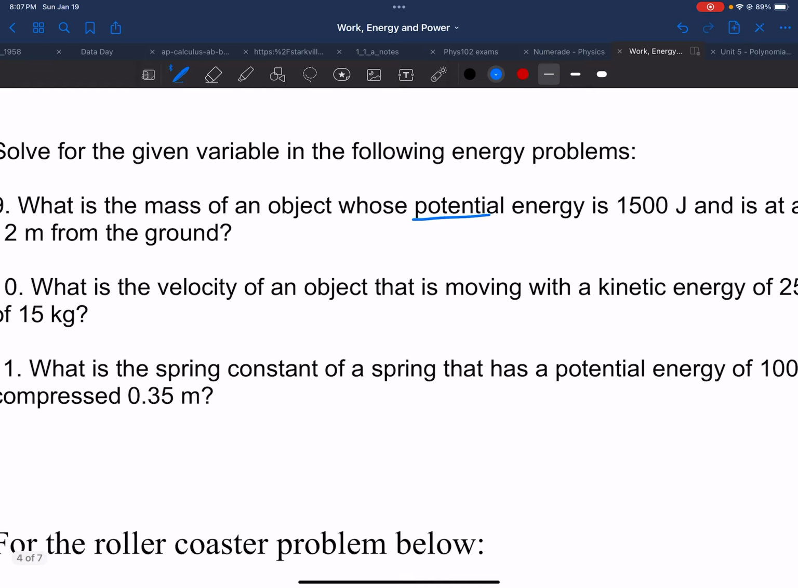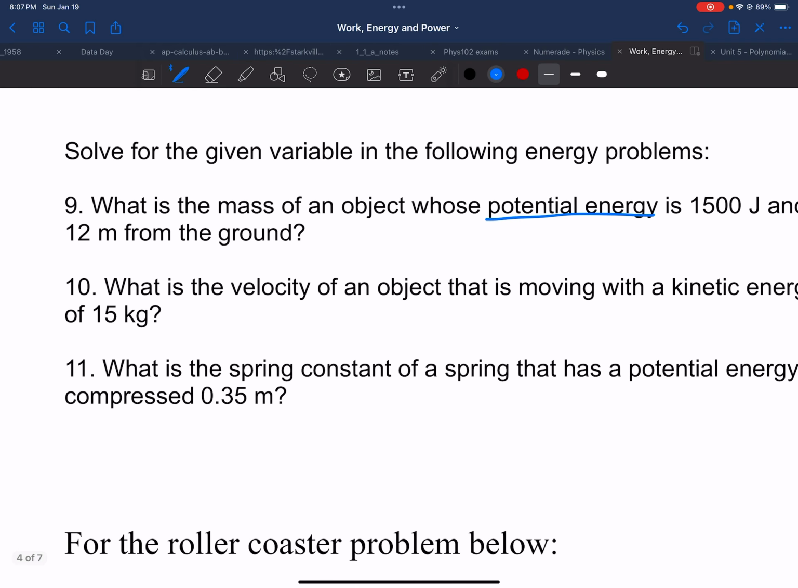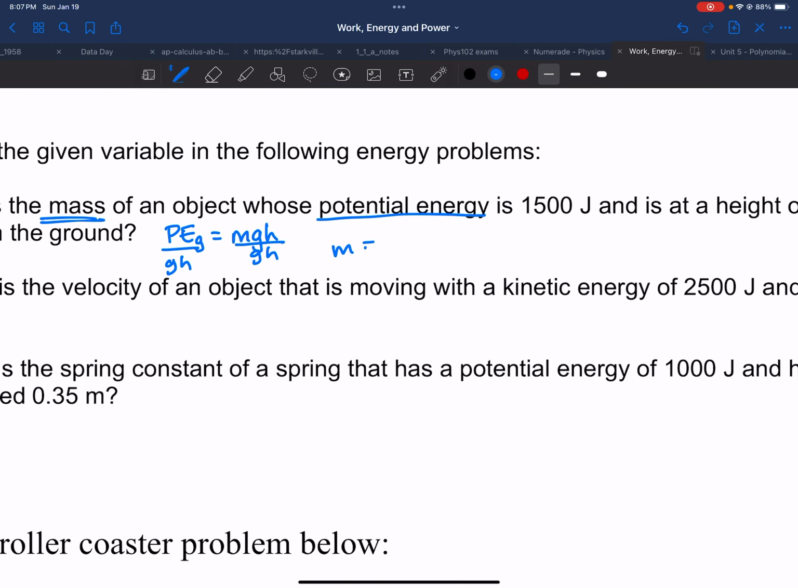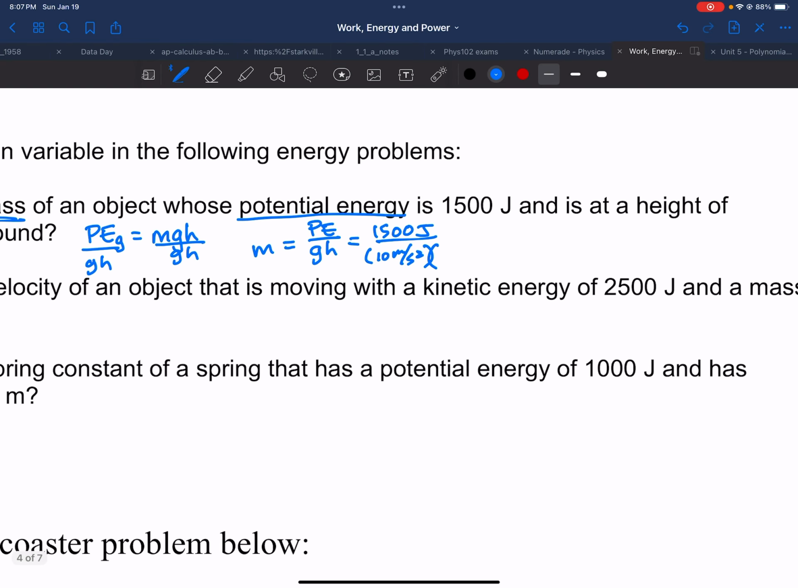Okay, so if we're looking at potential energy, there's only one that includes a height and is asking for the mass. That would be PE gravitational, and that's equal to mgh. And we are solving for the mass. So we're going to manipulate this to divide both sides by gh. And so my mass is going to equal my potential energy over gh. So that's going to be 1,500 joules over, and we use 10 meters per second squared, and a height of 12 meters from the ground.